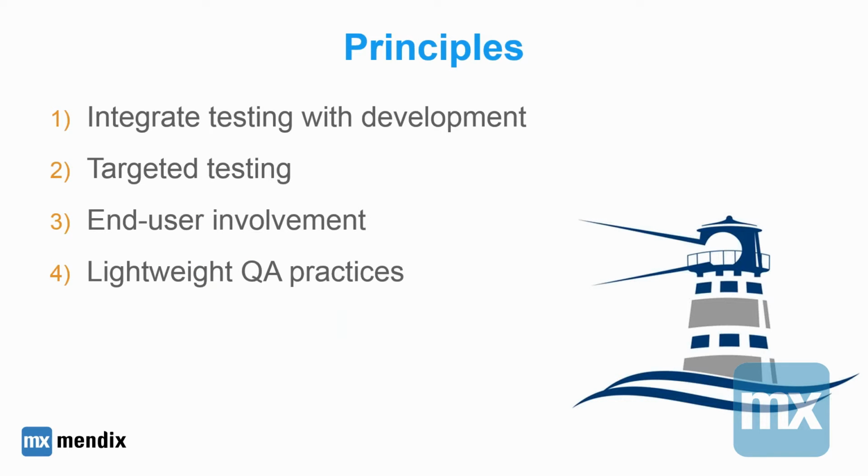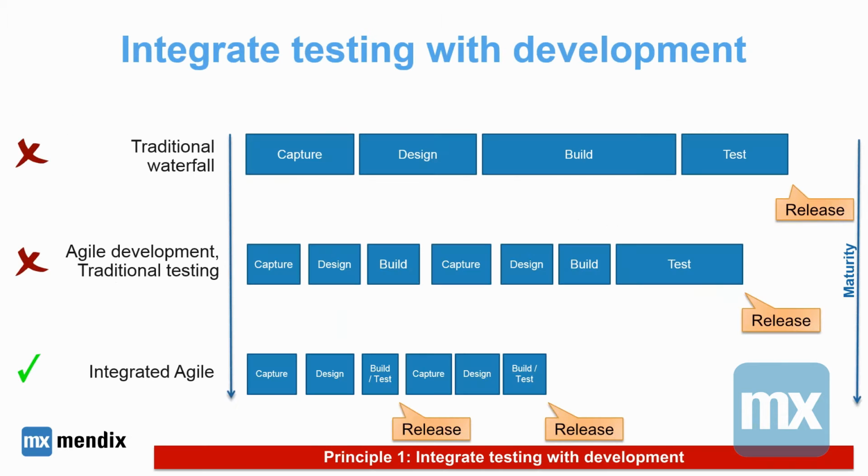To do that, we put forward 4 principles. And those 4 principles will help you to get the right mindset to do quality assurance in your Mendix projects. The first one is that you should integrate testing with development. This means that you want to actually embed testing within your sprint the same time you develop functionality and done by the same team members that build functionality. You can see this depicted in the third flow on this slide.